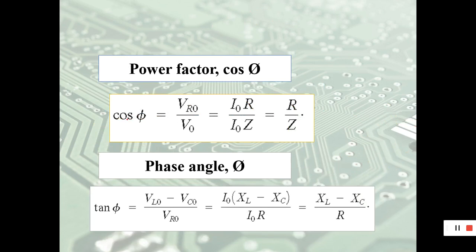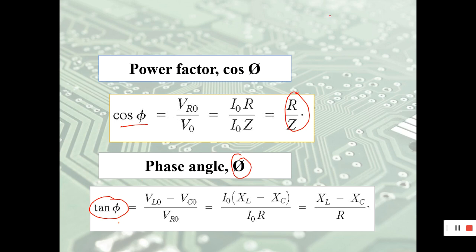So then the power factor, cos psi, is R over Z, resistance over impedance, and the phase angle here is given by tangent psi. After finding tangent psi, you need to find psi. Make sure you find the angle, not the tangent of the angle.